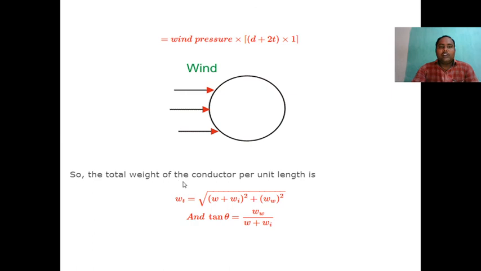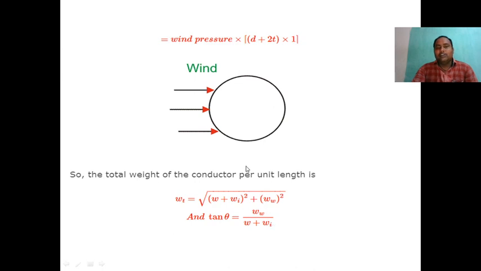The total weight of the conductor per unit length, which is the resultant weight, is equal to the root of (weight of conductor plus weight of ice coating) whole square plus Ww square. The weight of the ice coating and the weight of the conductor act in the vertical direction, while the weight due to wind acts in the horizontal direction. And tan theta is equal to Ww by (W plus Wi).